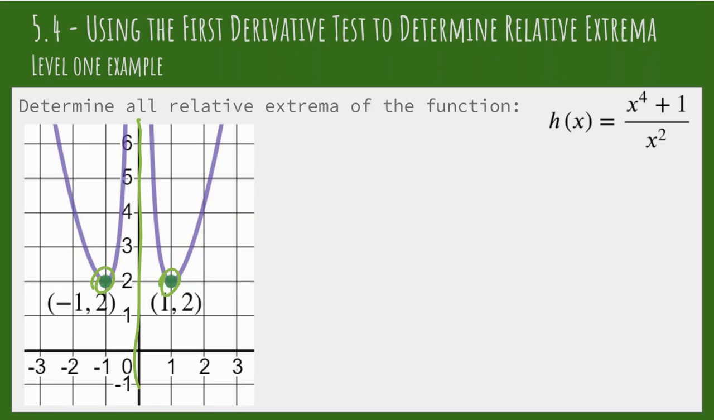So again, h prime changes from negative to positive means that h changes from decreasing to increasing, meaning that we have relative minima at those 2 points.